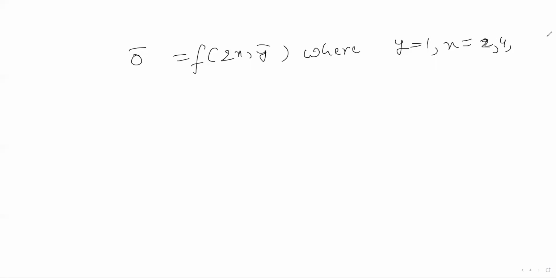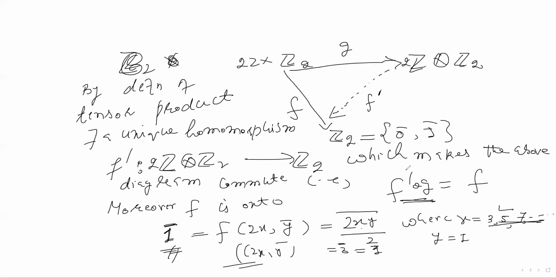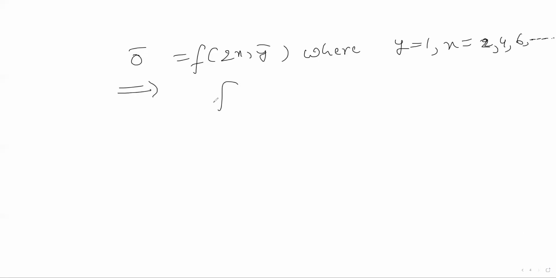Likewise, if you want to take the pre-image of 0 bar, it would be f of 2x comma y bar, where y is again 1 and x you take the even positive integers 2, 4, 6, and so on. So therefore this f is onto. Once f is onto, therefore this composition is onto. So this means f dash composition g is onto.